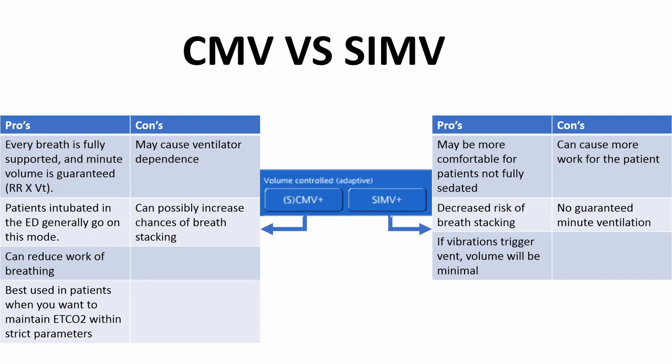However, in our field in ER, you want that guaranteed tidal volume. Because in SIMV, one of the cons to that is it can cause more work for the patient. And in the pre-hospital field or in the ER, they're usually put on the ventilator because their ventilation was not effective. They've been struggling to breathe for a long time. Their respiratory muscles are fatigued. So usually they go on CMV because they don't want the patient to have to do any work.